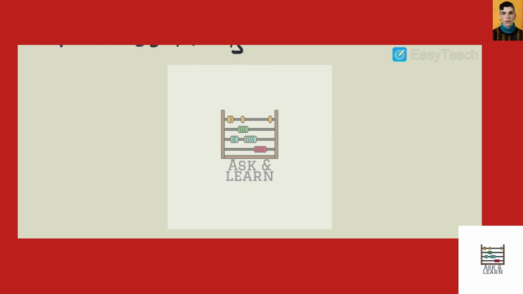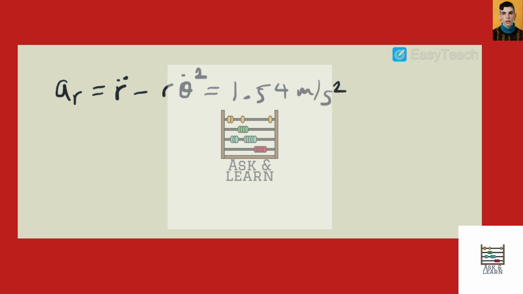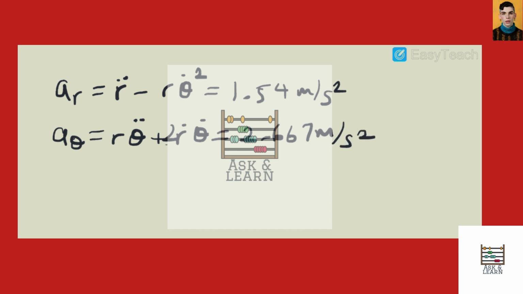So we can go ahead and solve for accelerations in radial and theta directions. We know that a_r is equal to r double dot minus r theta dot squared, which is equal to 1.54 meters per second squared. And we know that acceleration in the theta direction is given by r theta double dot plus 2 r dot theta dot, which is equal to 2.667 meters per second squared.